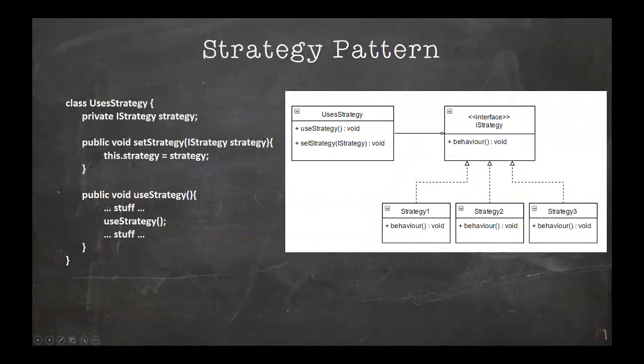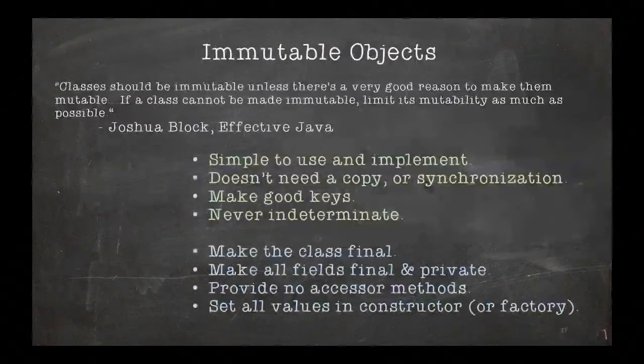Which brings us to the second pattern. And the second pattern deals with what's known as immutable objects. And that is, it's a good practice that classes should be immutable unless there's a very good reason to make them mutable. If a class cannot be made immutable, limit its mutability as much as possible. What that means is when you create a class, if it can make it static, make it unchanging, then you know between accesses of that class, it's going to be the same.